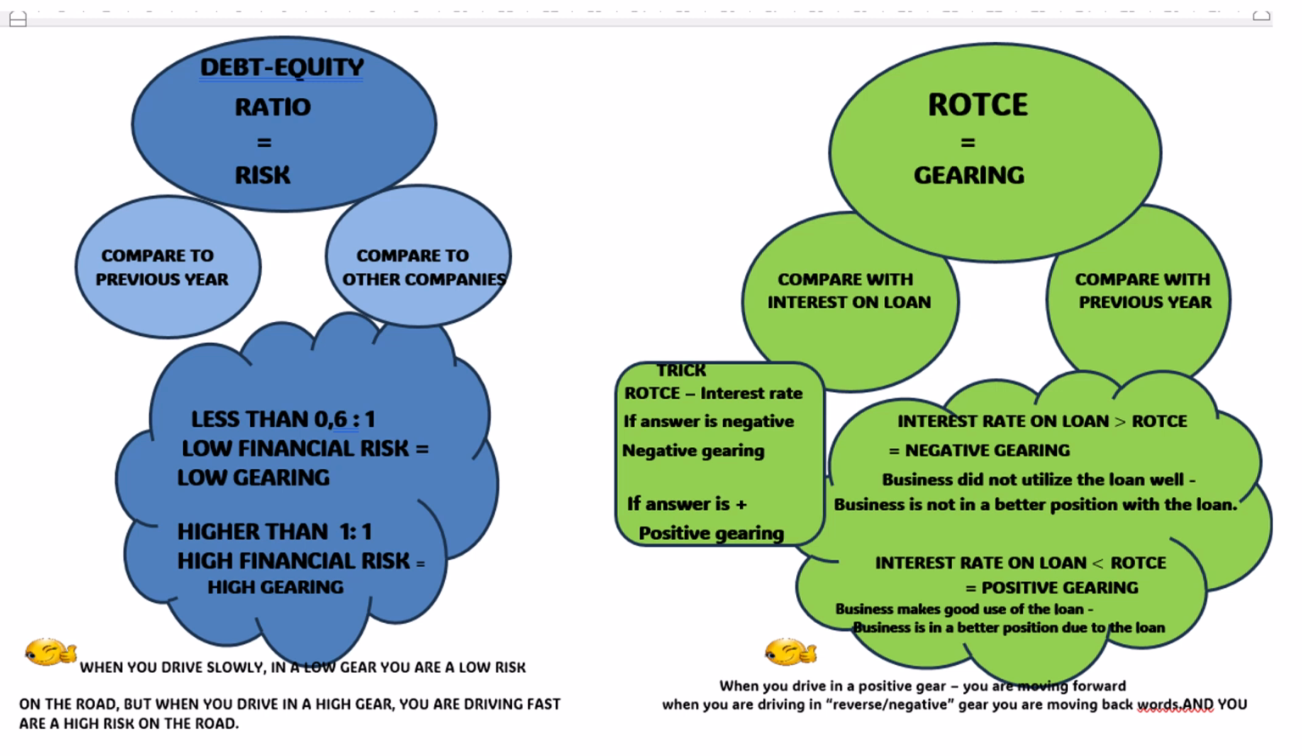Okay, there's a trick here in the square block. You take your return on your total capital employed minus your interest rate. If the answer is negative, it is negative gearing.